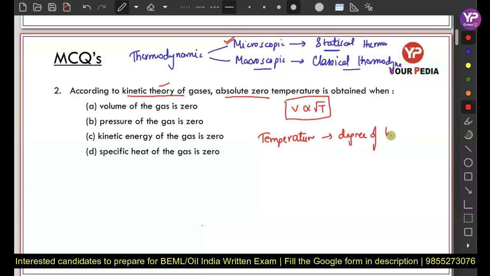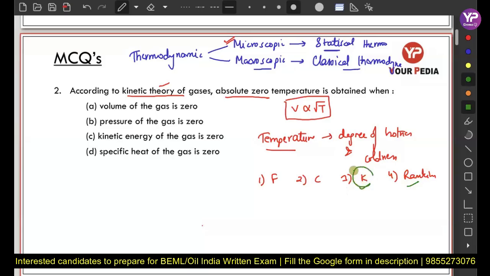Degree of hotness or coldness. Now, in order to define the temperature, we have different scales. Like we have a Fahrenheit scale, a Kelvin scale, a Celsius scale. So there are different scales here. Then we have a Rankine scale. If you see in modern thermodynamics, the Kelvin scale and the Rankine scale are very important scales here. And out of these, the Kelvin scale is the most important.